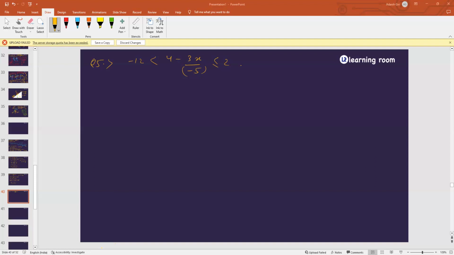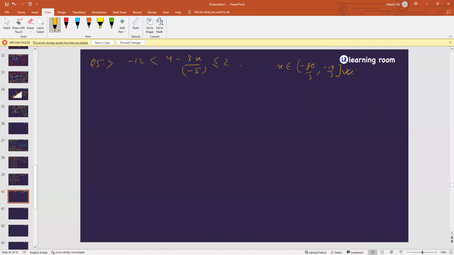Sir, x belongs to the interval open bracket minus 80 by 3, comma, minus 10 by 3 closed bracket. Very good. Anirudh, did you get the answer? Ananya, Ashwin, what about you? Yes, sir, I got the answer. Good. So what you have to do? We just have to multiply.